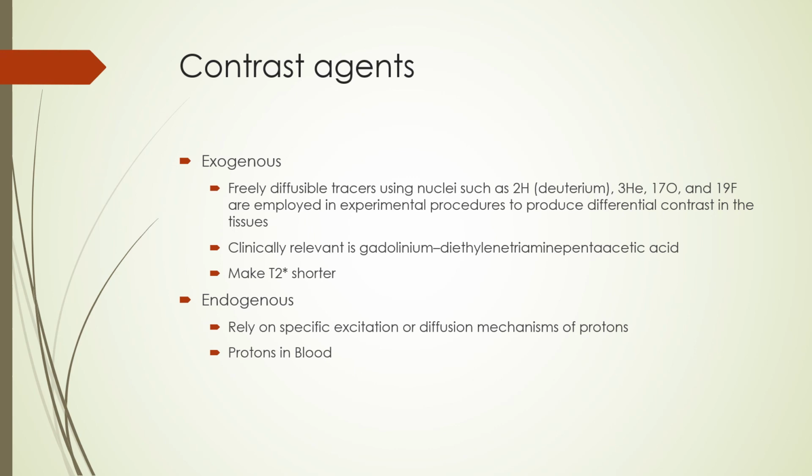Contrast agents may either be exogenous or endogenous. Exogenous agents are able to freely diffuse into tissues and include nuclei like deuterium and tritium, or oxygen-17 and fluorine-19. These are employed in experimental procedures to produce contrast. Gadolinium is the clinically relevant contrast agent used in the hospital. The action of a contrast agent is to reduce T2 star times. Endogenous contrast agents like protons in blood rely on specific excitation or diffusion mechanisms to produce contrast.